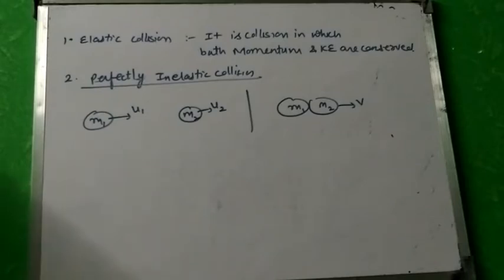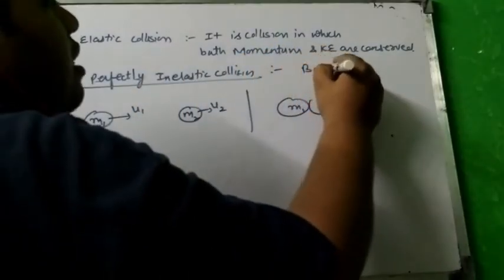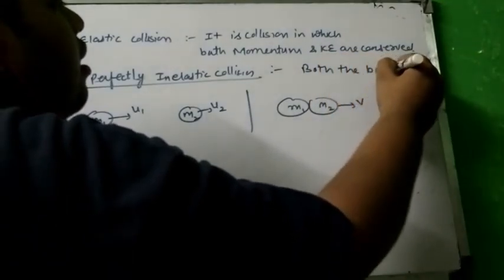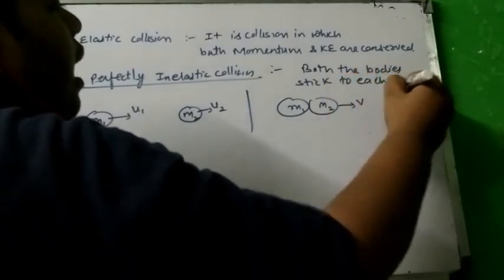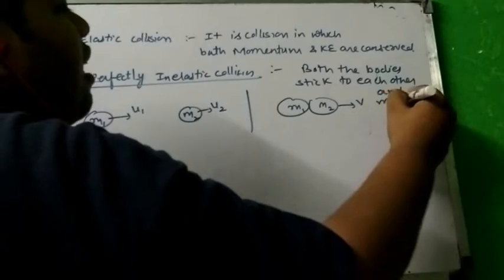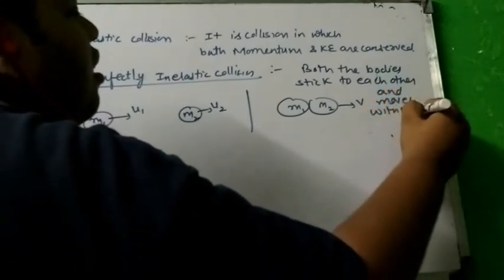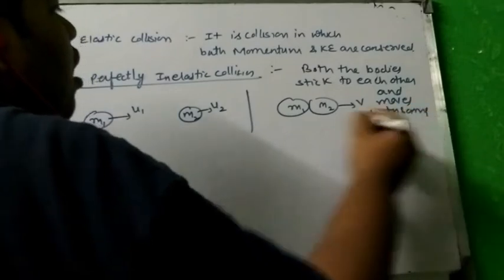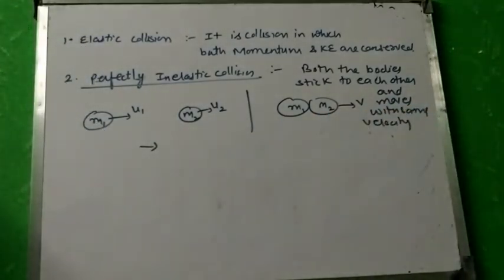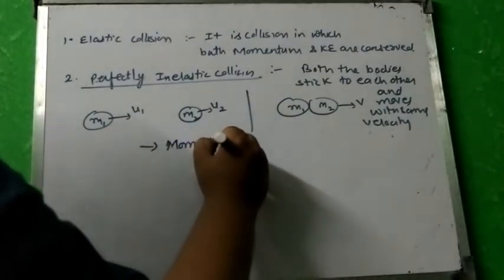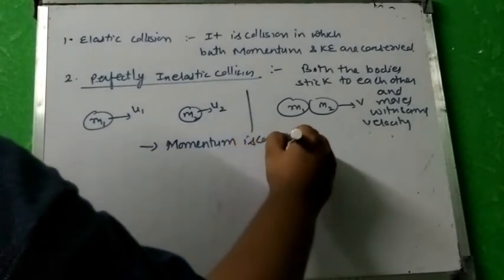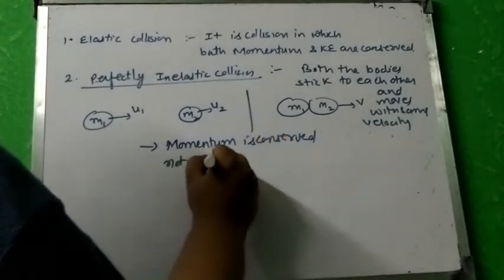Perfectly inelastic collision में क्या होता है बच्चे? Both the bodies stick to each other and move with the same velocity. Only momentum is conserved. Total energy is also conserved but not kinetic energy. यहाँ पर हम बेसिकली मोमेंटम और काइनेटिक एनर्जी पर ज्यादा फोकस रखते हैं. Here momentum is conserved, not kinetic energy.